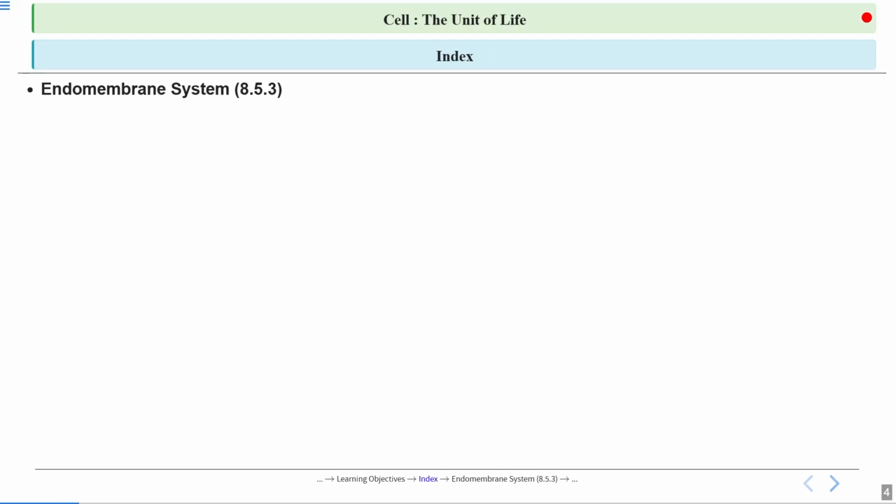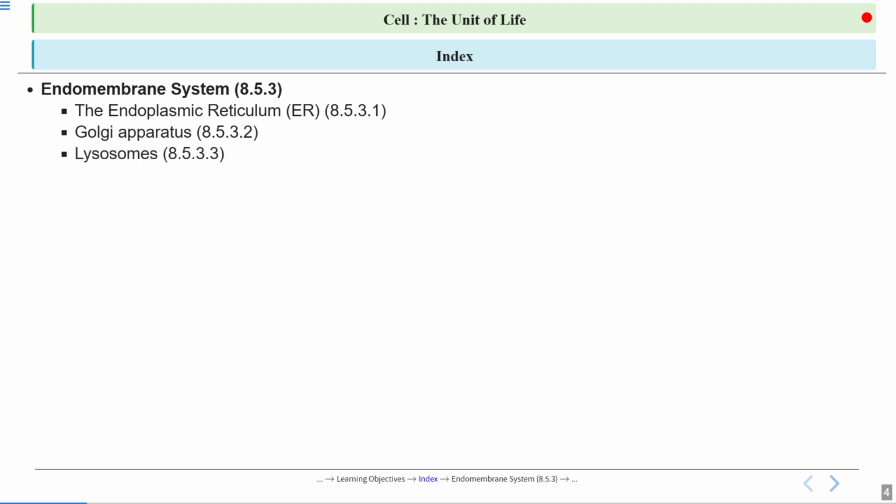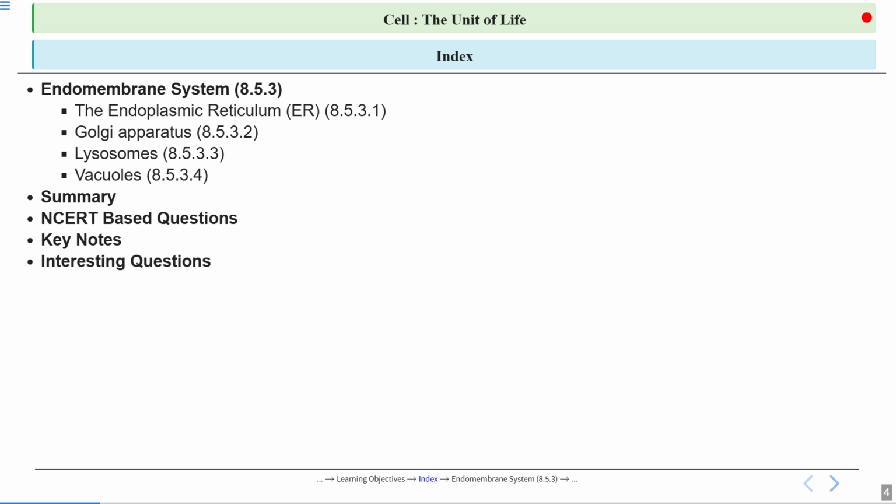We'll be talking about the endomembrane system today. Within this topic, we'll be talking about the endoplasmic reticulum, Golgi apparatus, lysosomes, and vacuoles. Then we will summarize this entire lecture. We'll discuss some NCERT-based questions related to these topics. There'll be some keynotes and interesting facts for you. And in the end, there'll be some interesting questions.